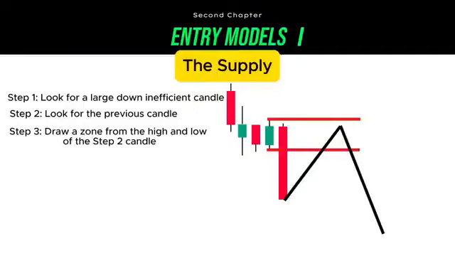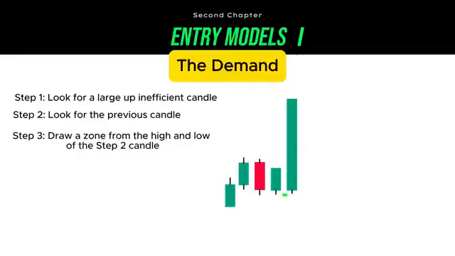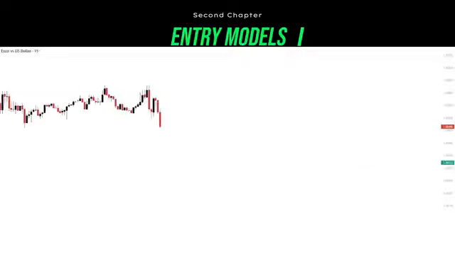Now for the demand zone. The first step is to find an aggressive move to the upside, a move that breaks the market's balance. The second step is to identify the candle before the aggressive move. The third step is to mark the high and low of that candle, and we wait for the market to rebalance, by price eventually going down and rejecting the zone to the upside, giving traders a setup for a buying opportunity. Now let's look at the charts and actually see what we have learned.